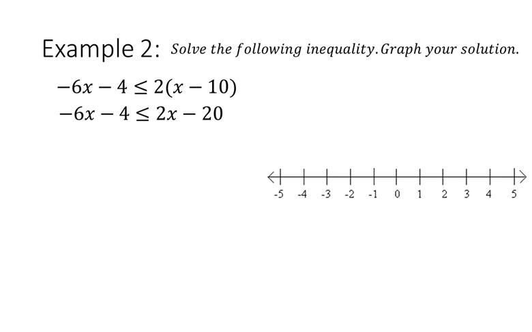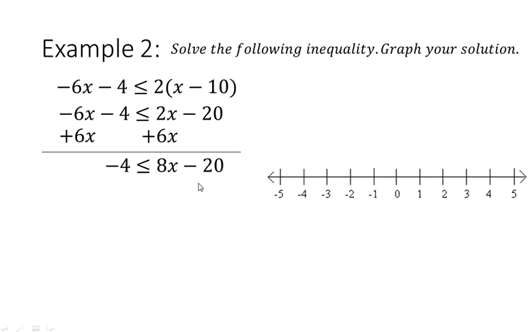And then from here, I'm just going to pick something to move. And I usually like to start with a variable, and if I have a negative variable, I like to move that first. So since I have a negative 6x, I want to move that to the other side. So since it is a negative 6x, I'm going to be adding 6x to both sides of the inequality. And notice where I added the 6x, I added it with the 2x, because those are like terms. And then this negative 6x and this plus 6x, those cancel, they go away. And then I bring down negative 4 is less than or equal to, and then 2x plus 6x is 8x, and then I have minus 20.